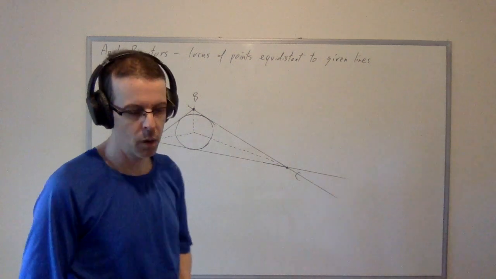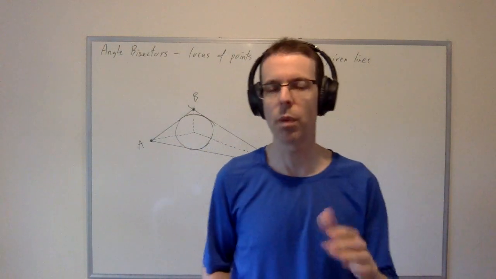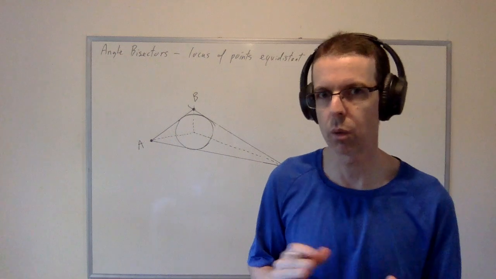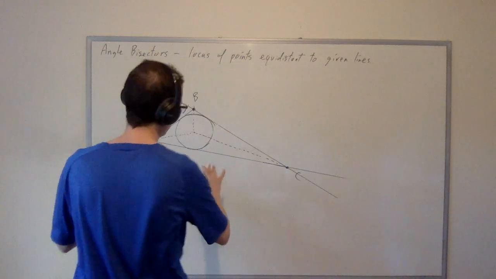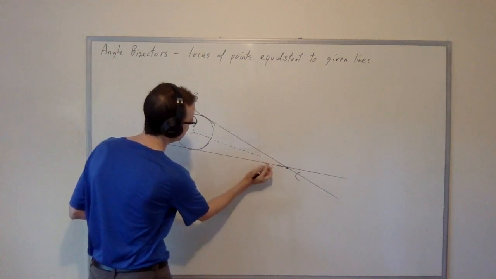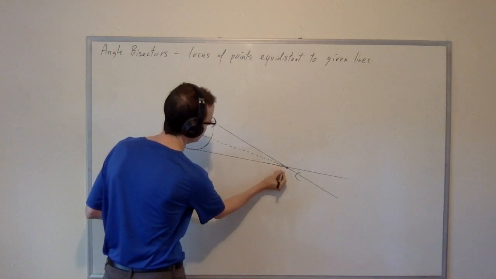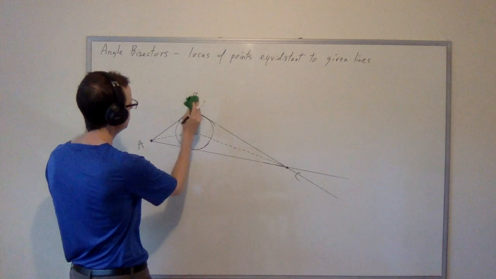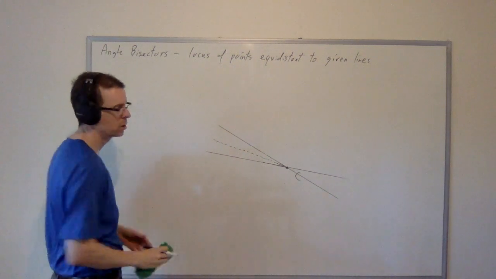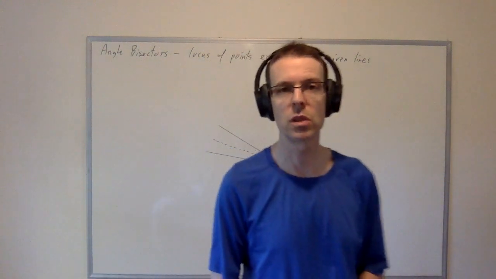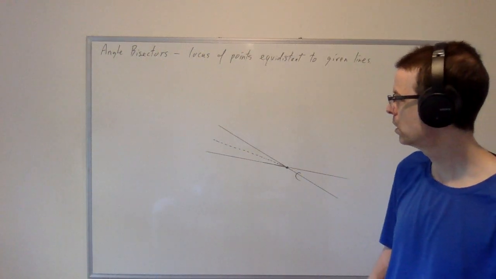Now, I want to demonstrate that the angle bisector is the locus of points which are equidistant to the two lines. So what we're going to do is focus all of our attention here on the angle C and the angle bisector of C. I want you to ignore most of the triangle and focus your attention only on the angle C together with its angle bisector.